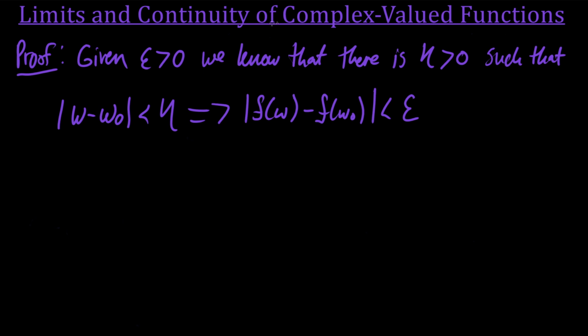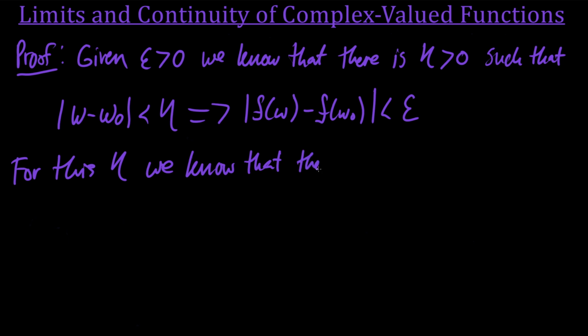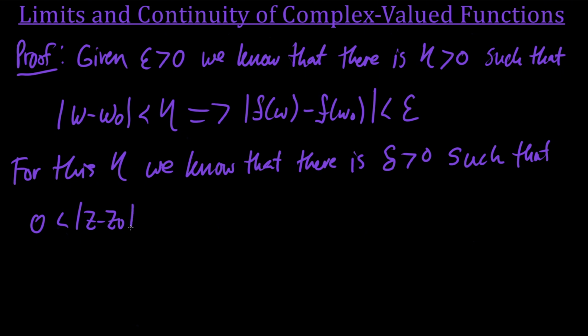And so we can actually derive another implication here. We can say for this eta, we know that there is delta greater than 0 such that the modulus of z minus z naught being between 0 and delta implies that the modulus of g of z minus w naught is less than eta.